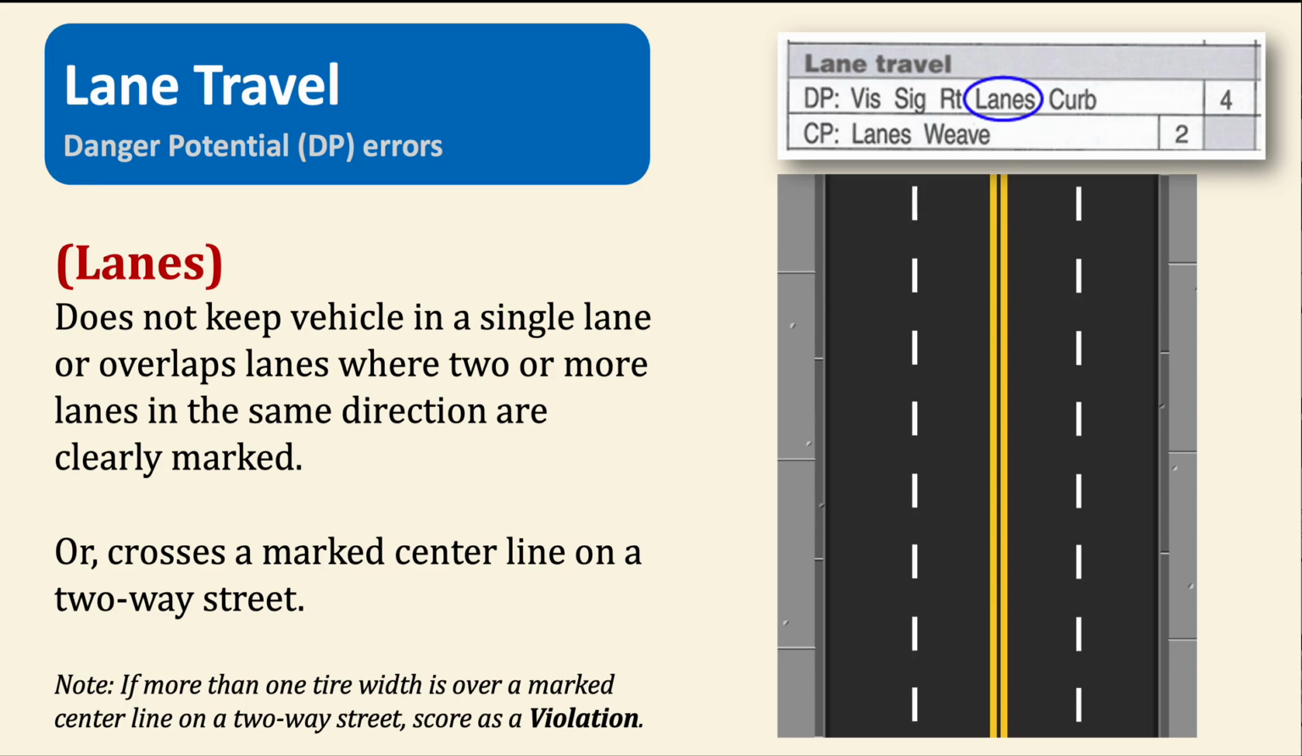Now, if more than one tire width is over the marked center line on a two-way street, score it as a violation. So if the car dips over more than one tire width, that is a violation. Test is over. Scoring stops. Take the most direct route back to the school, and explain to the applicant once they arrive.